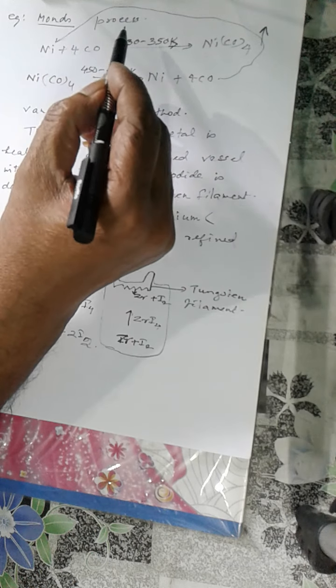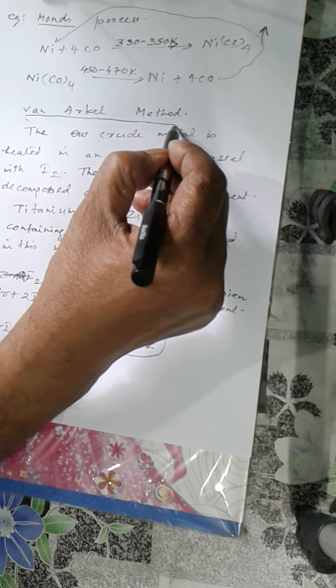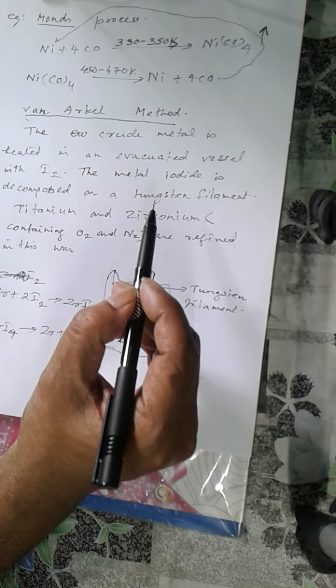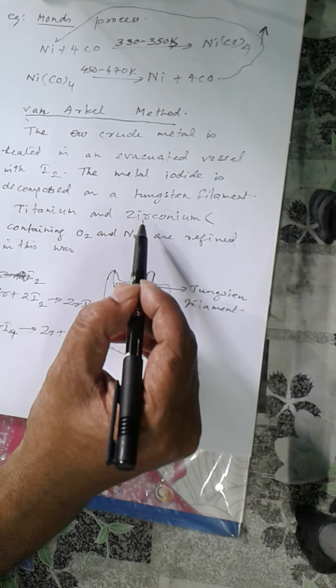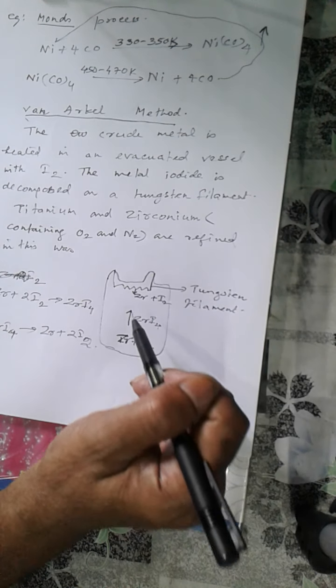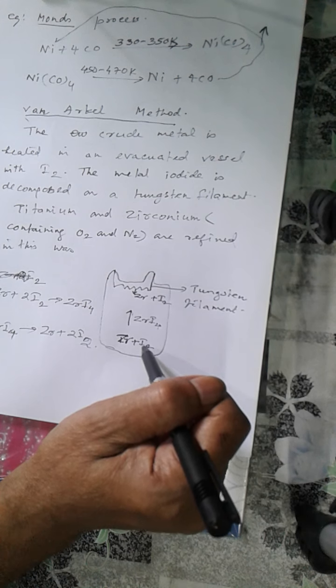Now this carbon monoxide may be recycled to the impure nickel, and the process may be repeated. Now this is Mond process used for the refining of nickel, and there is another method called the Van Arkel method. Here also the method is similar. The crude metal is heated with a reagent which will form a volatile compound which is decomposed to the pure metal at a high temperature. The principle is the same. Now this method is used for the purification, refining of metals like titanium and zirconium, which will contain dissolved oxygen and nitrogen.